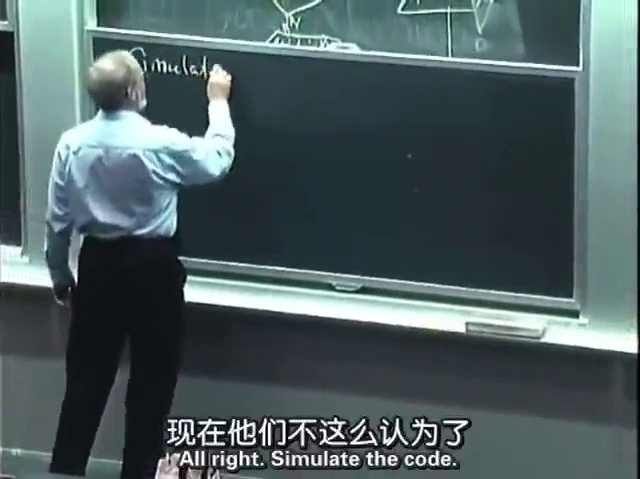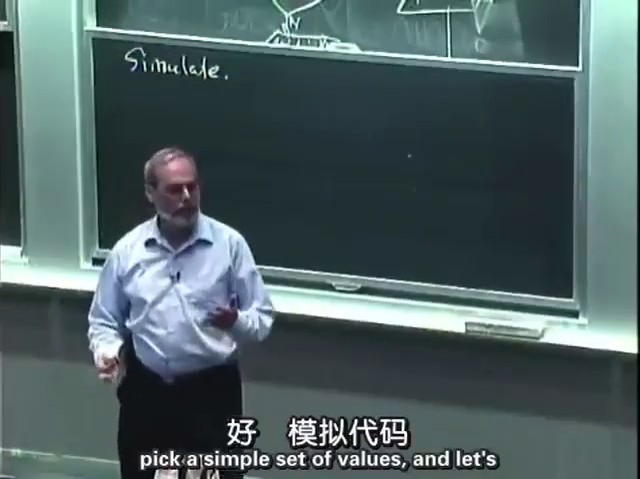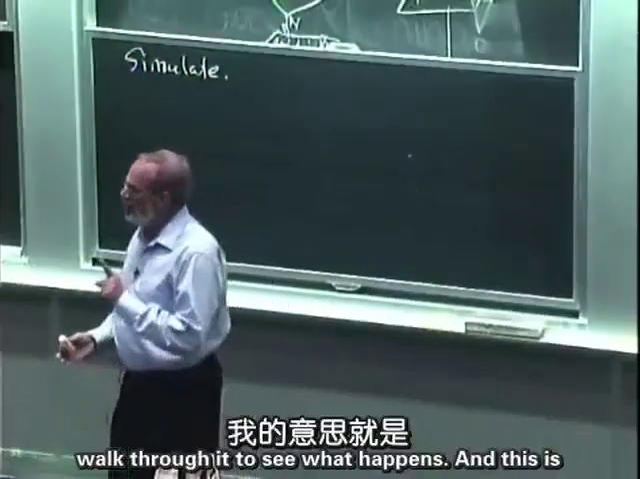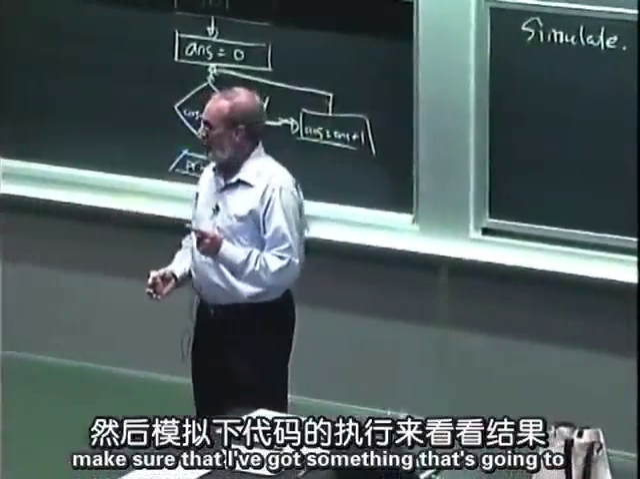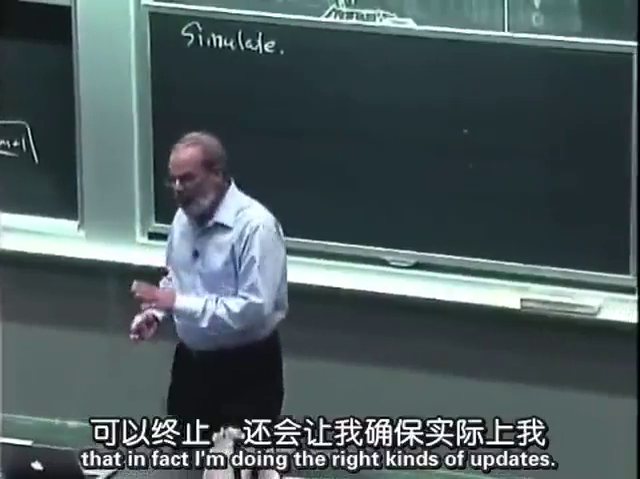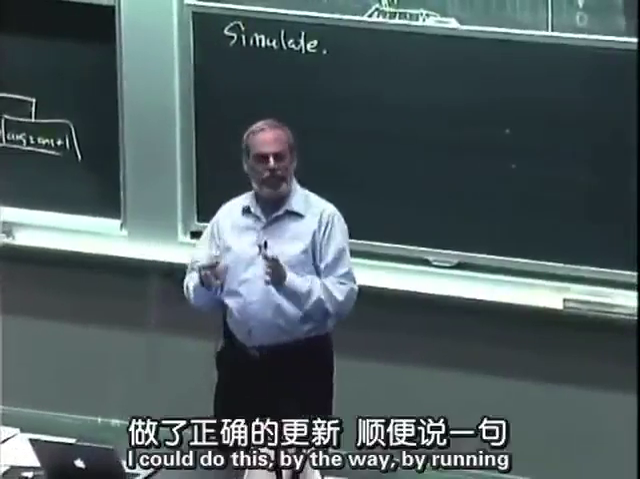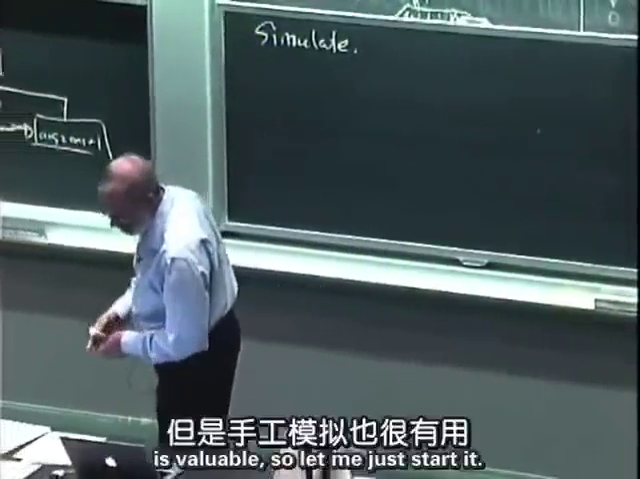All right, simulate the code. What I mean by that is pick a simple set of values and let's walk through it to see what happens. And this is useful because it's going to allow me to make sure that I've got something that's going to terminate. It's going to let me make sure that, in fact, I'm doing the right kinds of updates. I could do this, by the way, by running the code and putting print statements in various places as well, but the hand simulation is valuable. So let me just start it.